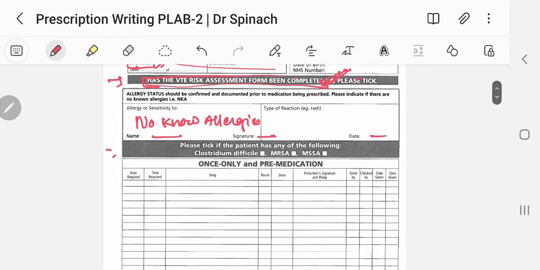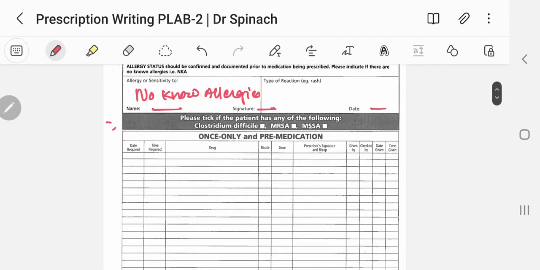Okay, now the next thing that you do is, please tick if the patient has any of the following. Sometimes it is given that the patient is MRSA. That means the patient has a methicillin resistant Staphylococcus aureus infection. So you will have to tick this MRSA, whatever is given. It is usually given in the task whether the patient is MRSA or not. So you will have to tick this.